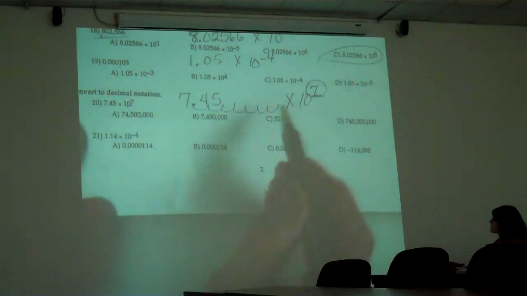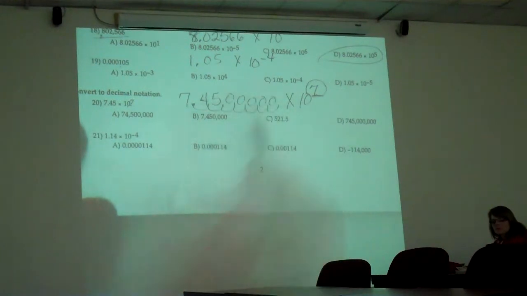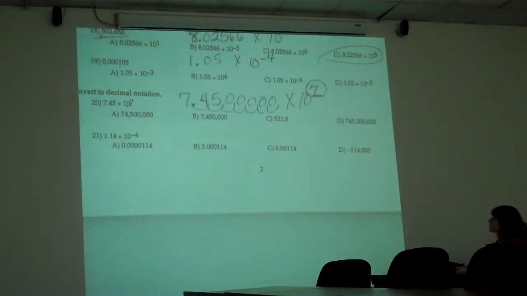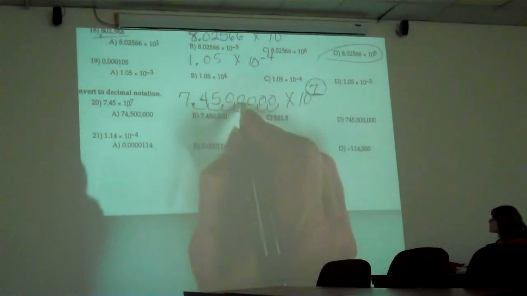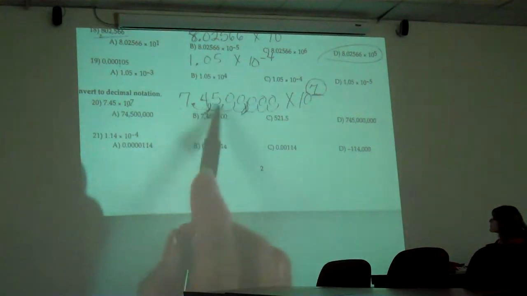We need to add 5 zeros because there's 2 numbers here. We needed 5 more numbers to move our decimal past. And that would put the comma here and the comma here. So 74,500,000.